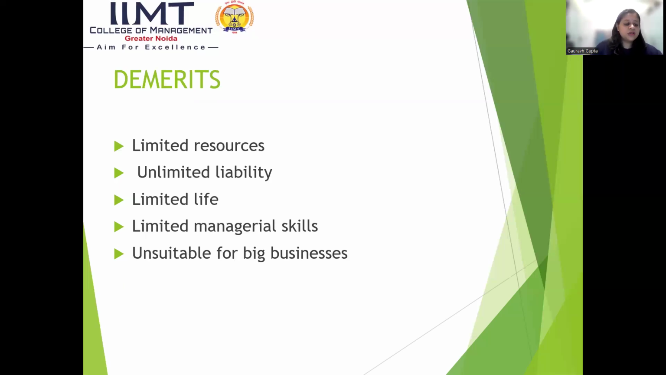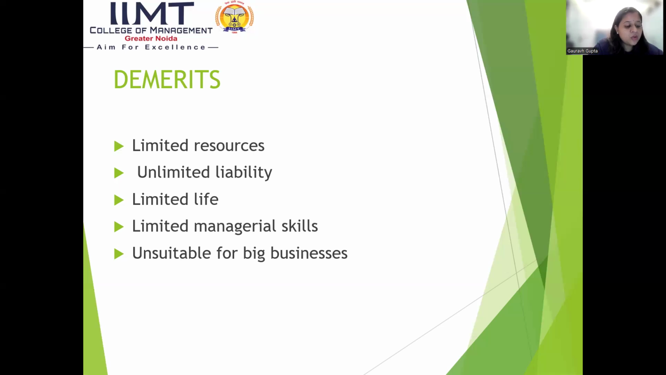Next, we are moving to demerits. The first point is limited resources. Business can be funded from savings of the owner or money borrowed from friends or relatives. That's why it has limited resources. Second, unlimited liability. In case the business fails, for repayment of debt, his personal assets are at risk.